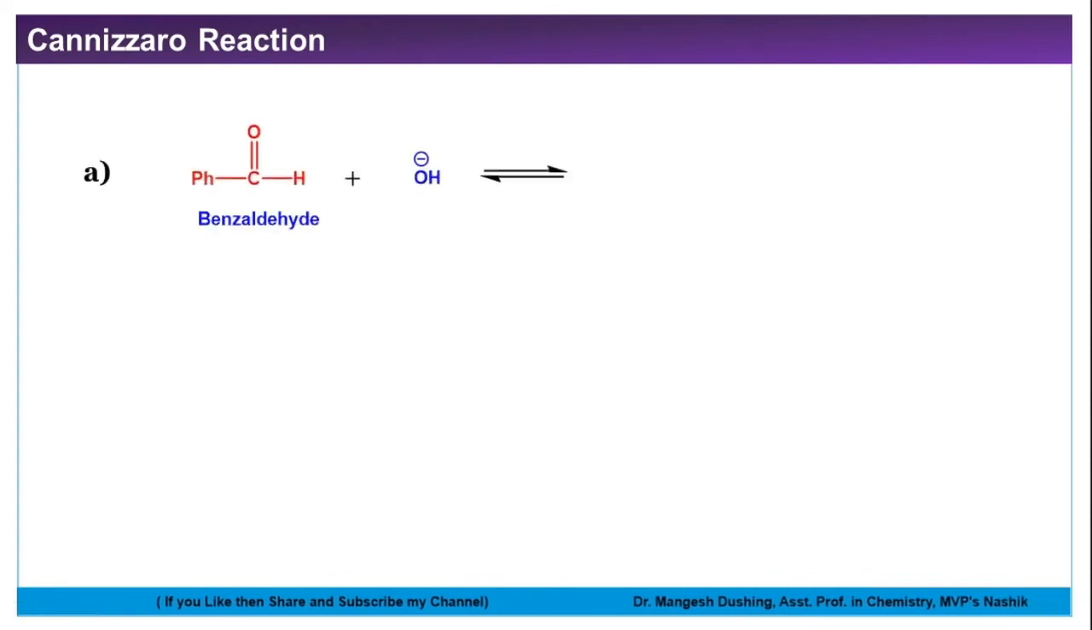I will see another example of Cannizzaro reaction. Suppose this is benzaldehyde. So in case of benzaldehyde, again OH- acts as a nucleophile, reacts with the carbonyl carbon, the pi bond will break, those electrons go to the oxygen and we will get this alkoxide ion. This is the first step.